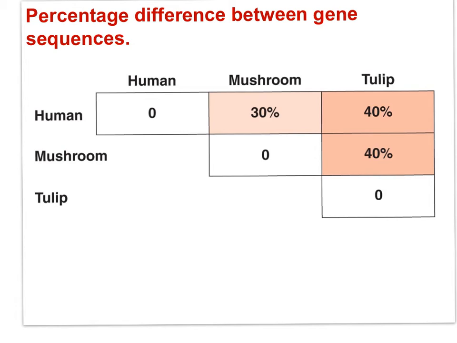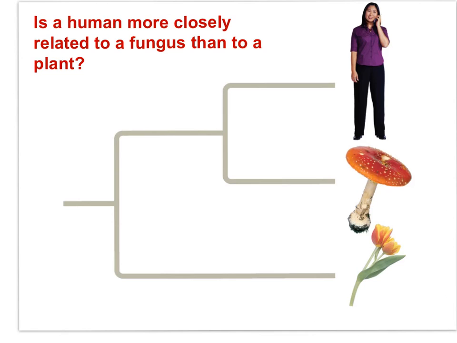Just as a note, the ancestry of the fungus to the plant is equivalent to the ancestry of the human with the plant. So here is the cladogram that would be constructed based on the data from the last slide. You can see that humans are more closely related to mushrooms with their common ancestor here than humans are to plants with the common ancestor here.